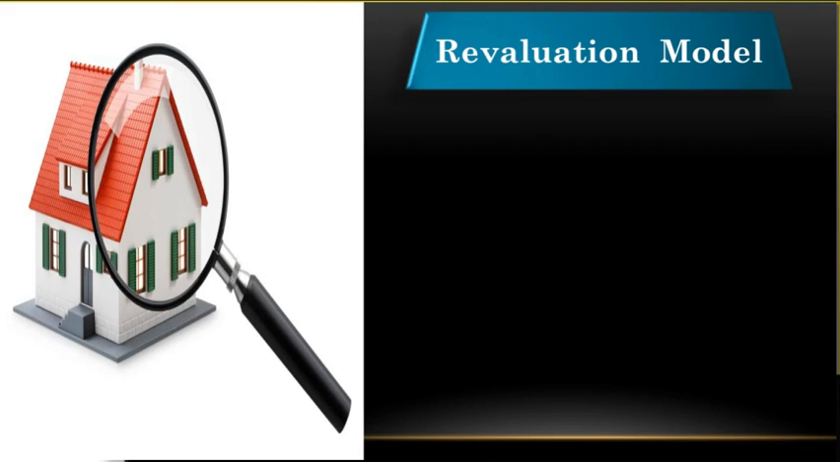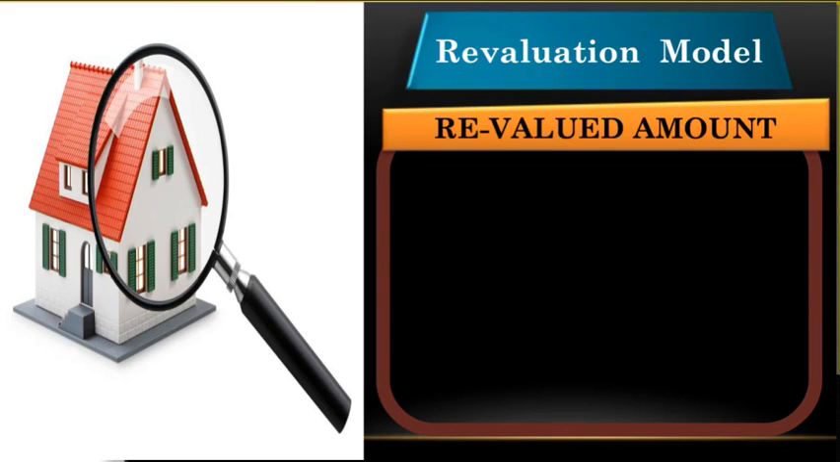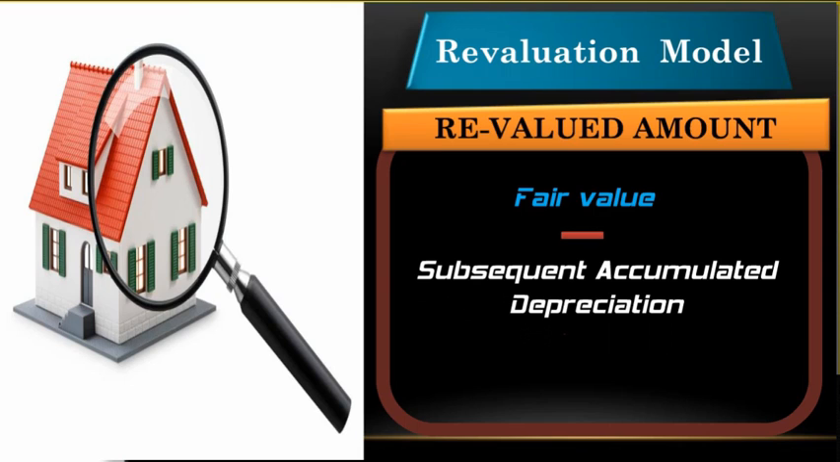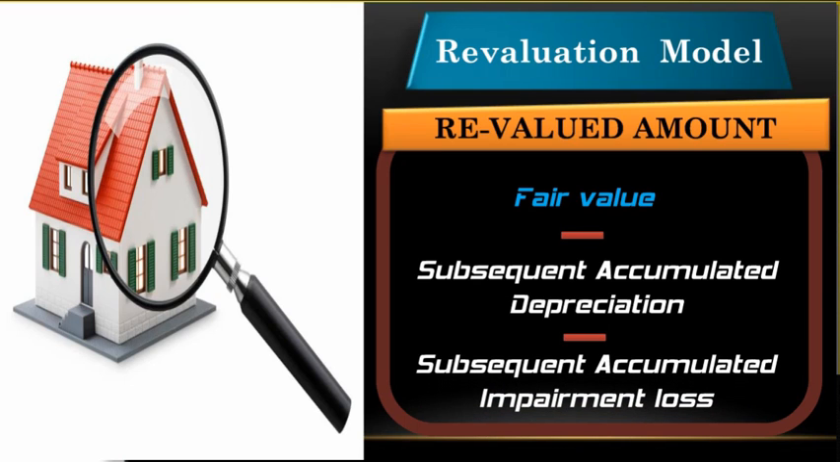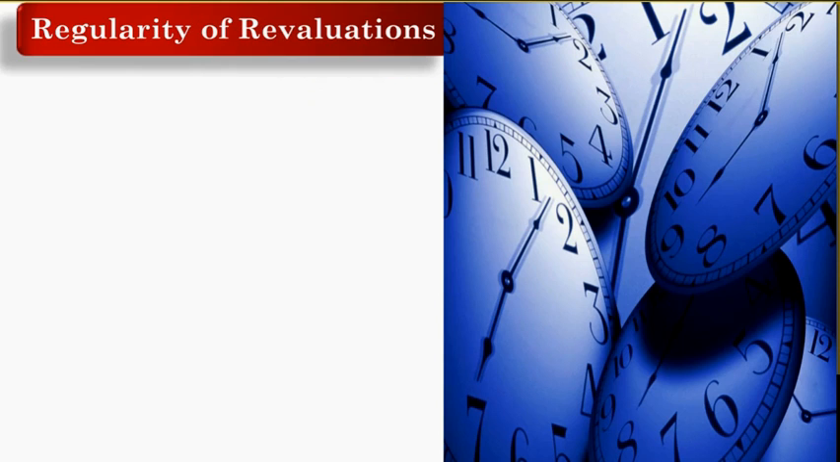Under this model, an item of PPE should be carried at revalued amount. Let's see the calculations to be made on date of revaluation. Fair value minus subsequent accumulated depreciation minus subsequent accumulated impairment loss. Friends, when you see significant differences in the fair value arrived at the end of accounting period vis-a-vis their carrying amounts, you must check on regularity of revaluations.